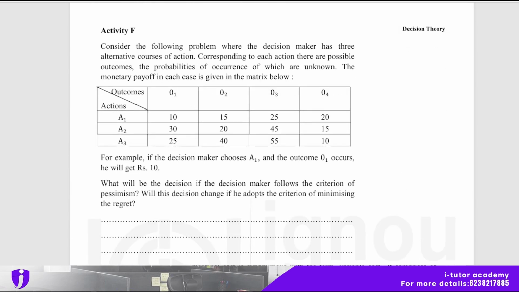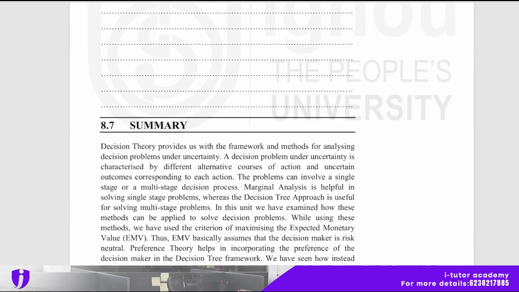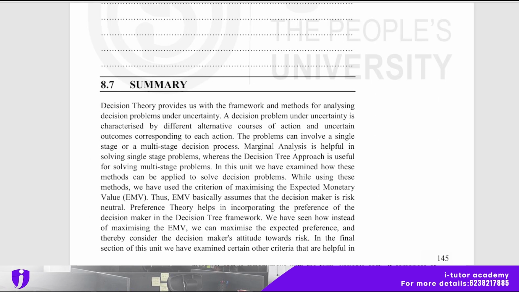And now the summary of this chapter. Decision theory provides us with the framework and method for analyzing decision problems under uncertainty. A decision problem under uncertainty is characterized by different alternative courses of action and uncertain outcomes corresponding to each action. The problem can involve a single stage or a multi-stage decision process. Marginal analysis is helpful in solving single stage problems, whereas the decision tree approach is useful for solving multi-stage problems.